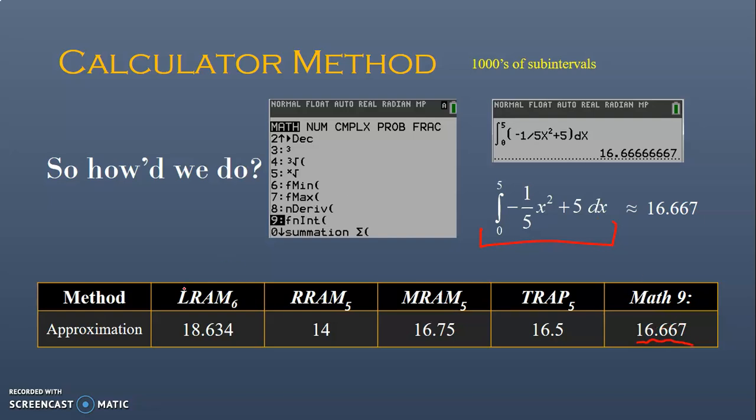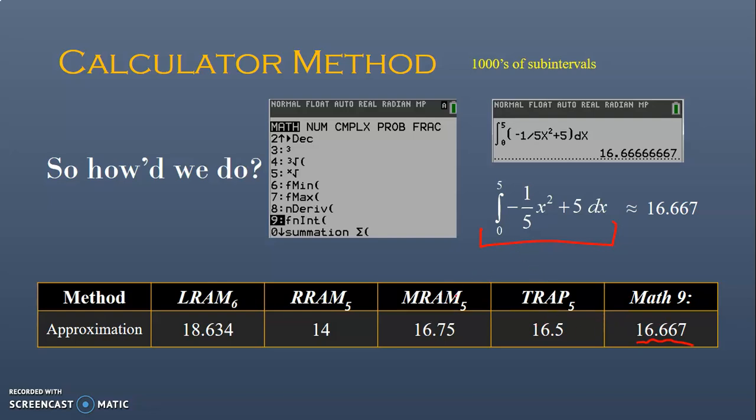So if we look at my left Riemann sum, it was an overestimate. Also, we did that one with 6 intervals instead of 5. The right Riemann sum was an underestimate. Midpoint was a slight overestimate. The trapezoid was a slight underestimate.